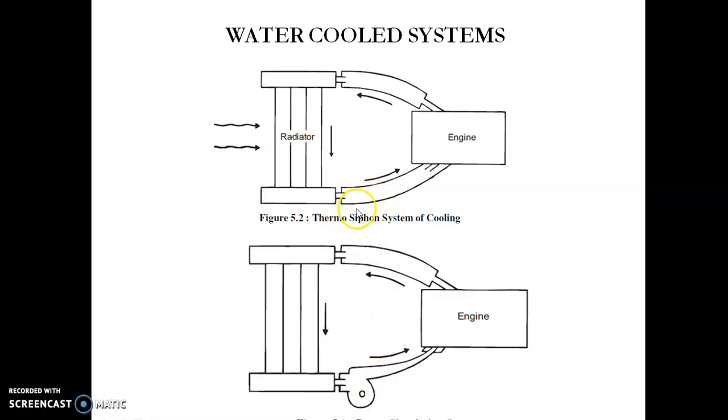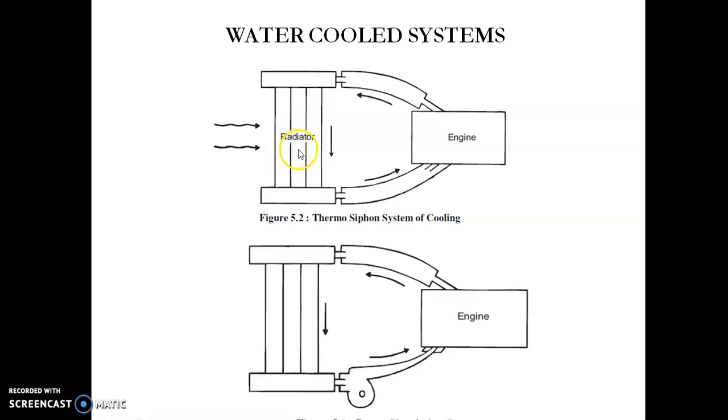The thermosiphon system means the movement of the fluid is due to the density difference. Cold water is supplied into the engine. Once the water takes heat from the engine, the temperature of the cooling water rises. From basic fluid mechanics, whenever the temperature of a fluid is raised, the density will drop. So the high temperature water has lower density, and it goes to the top of the engine cylinder and then to the top portion of the radiator.